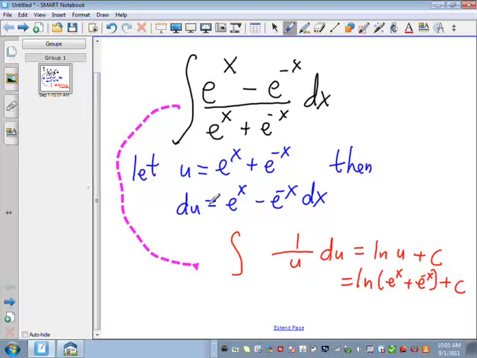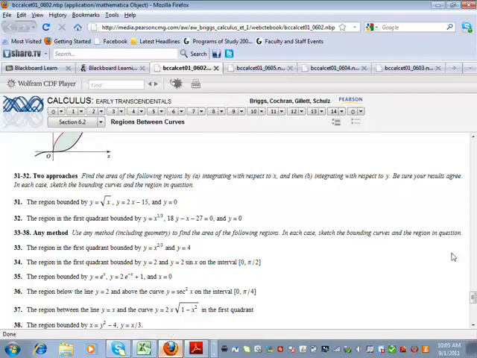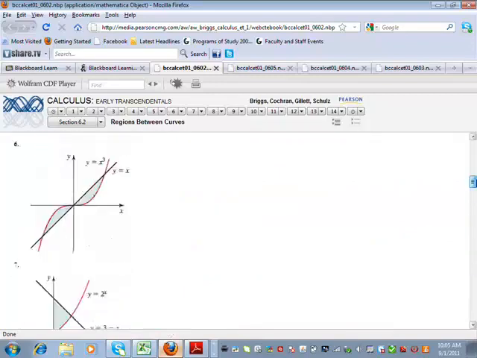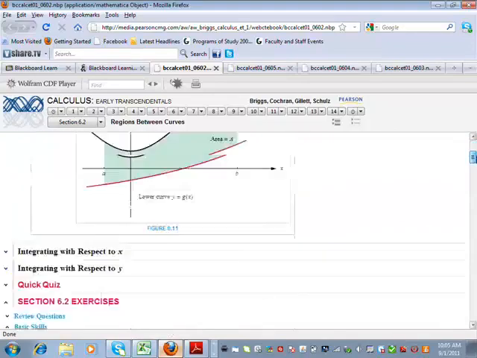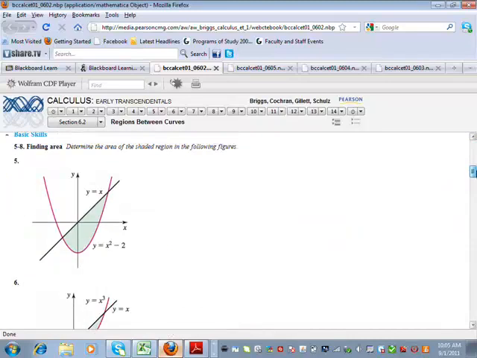Other questions about this? Other questions in general? All right. I'll always be coming in asking for questions first, okay? When we're doing some reviews, 6-2, area between curves, let's just do some exercises. What's that area?